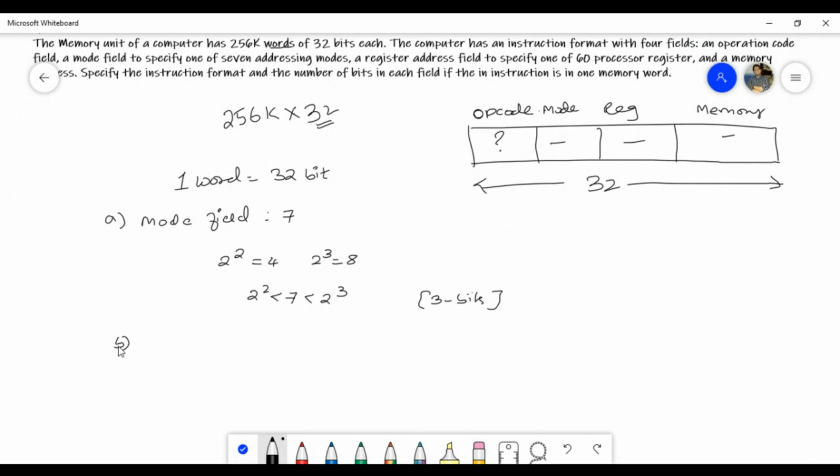Okay, so let us go to the register address. The register address is given as 60. To represent 60, how many bits do we need? 2 power 5 is 32 and 2 power 6 is 64. So 60 is more than 2 power 5 and less than 2 power 6. So we need 6 bits to represent the register address.